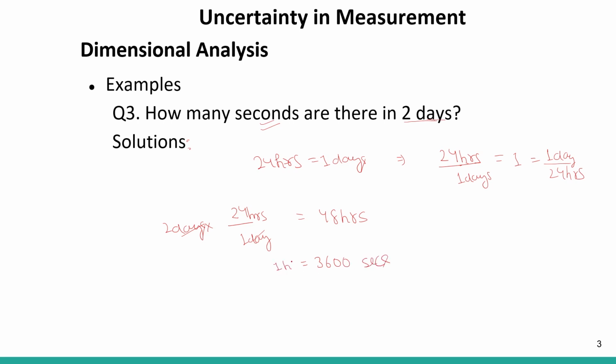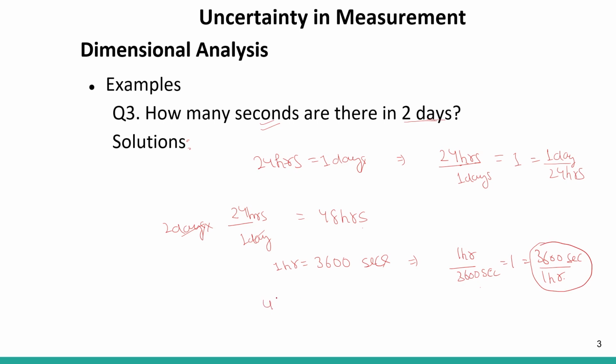1 hour is 3600 seconds. So again we will bring this numerator down. 3600 seconds is equal to 1 hour, so 1 is equal to 3600 seconds by 1 hour. Now you see here, you have two options. You can multiply it by this or multiply it by this. Since I have to convert from hour to second, I have to keep the hour down. So I will multiply with this unit factor.